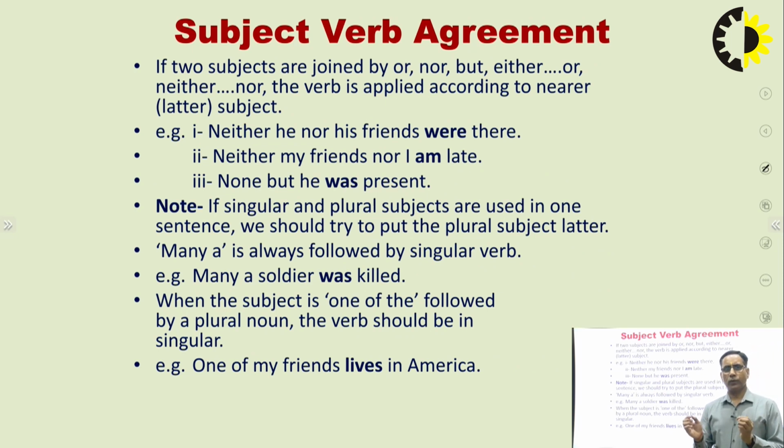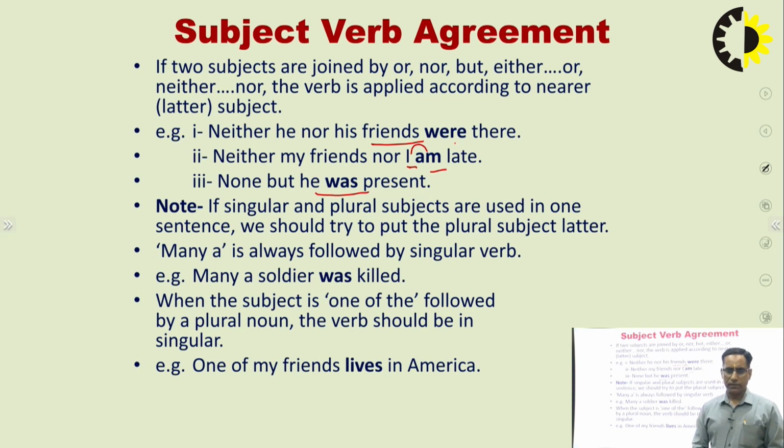Although the general rule is that the verb generally agrees with the nearest subject, so here we have given in the next rule: if two subjects are joined by or, nor, but, either or, neither nor, the verb is applied according to the nearer, or latter, L-A-T-T-E-R, subject, not the former. It is a very common rule. Generally, verbs agree with the nearest subject. Example is given. Neither he nor his friends, plural, were there, right? Neither my friends nor I am late. Here the verb agrees with I. We will not consider my friends. None but he was. So the verb agrees with the nearest subject.